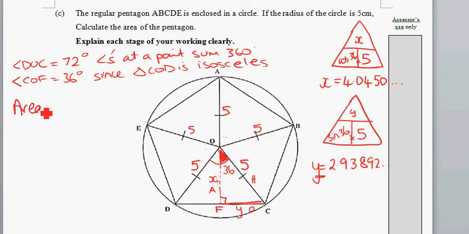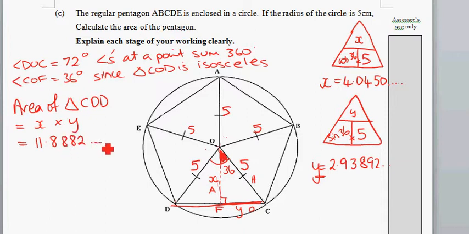So if we talk about the area of triangle COD, it's going to equal x times y, because this base has been halved. If we multiply those two together, .882, and there might be some more digits after that. So that's the area of one triangle. So we just need to times that by 5.